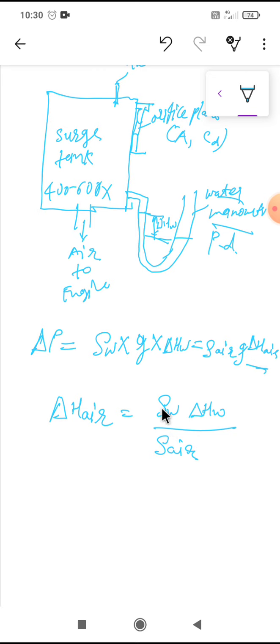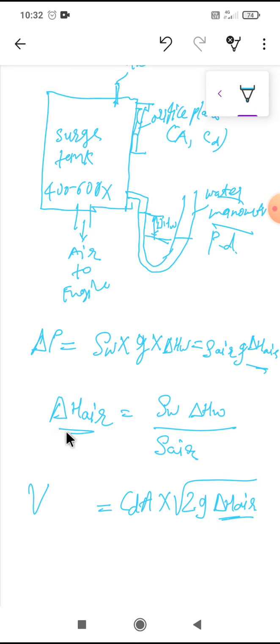Now I know the density of water. What is the density of water? It is 1000. So I can use that as 1000. And now the formula for volumetric flow rate of air. Volumetric flow rate of air is CD into A, which we know, coefficient of discharge and area, into under root 2g delta H of air. So here the delta H of air we know, so we'll apply this in this equation.